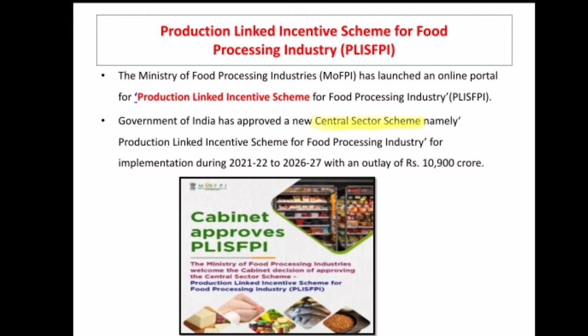Let us take up the first one, that is production linked incentive scheme for food processing industry. Food processing is an evolving industry in India. So the government is giving a scheme, sponsoring some kind of funds for this sector. It is totally a central sector scheme to encourage the food processing industries present in India. The cabinet has approved the production linked incentive scheme for food processing industries in India.